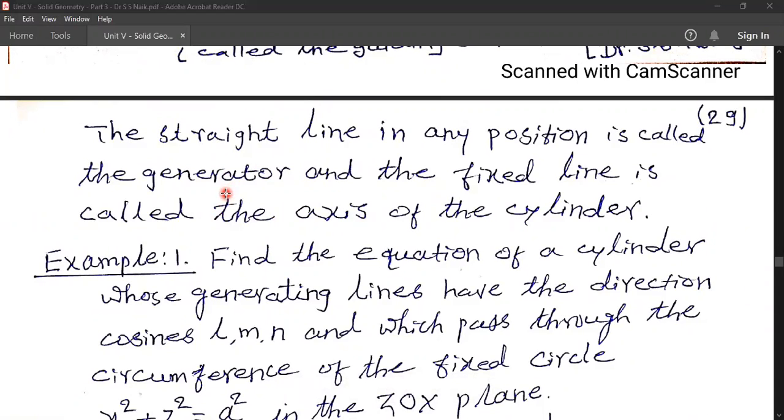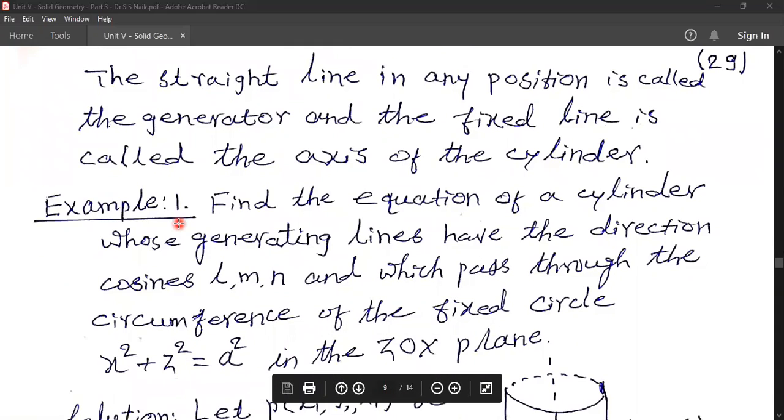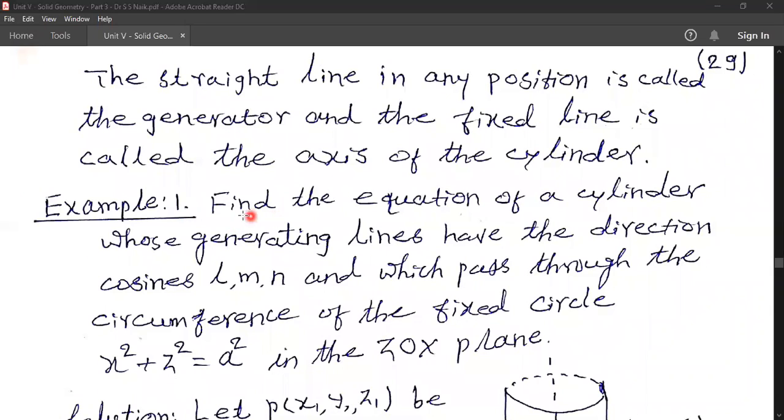So we'll see the problems on this type of a cylinder, which is not a right circular cylinder. Actually, we'll be having the problems on the right circular cylinder and the definition of a right circular cylinder. First, we'll see this type of a general cylinder. So we'll take one of the examples and then we can understand the next part.